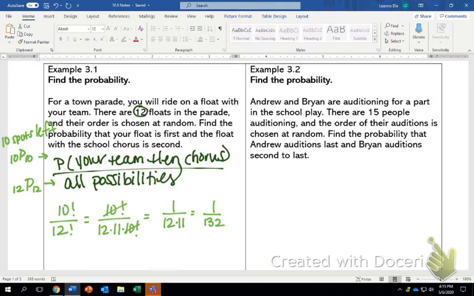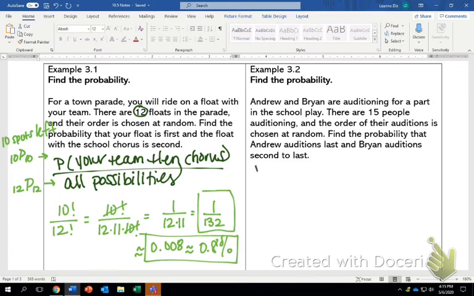If I plug this into my calculator, I will end up getting 0.008 or 0.8%, and this is going to be my answer. And again, you do not have to always put the fraction, the decimal, and the percentage. I am just showing you all the possibilities because the homework and the quizzes and the test, they may ask you for one of the three.